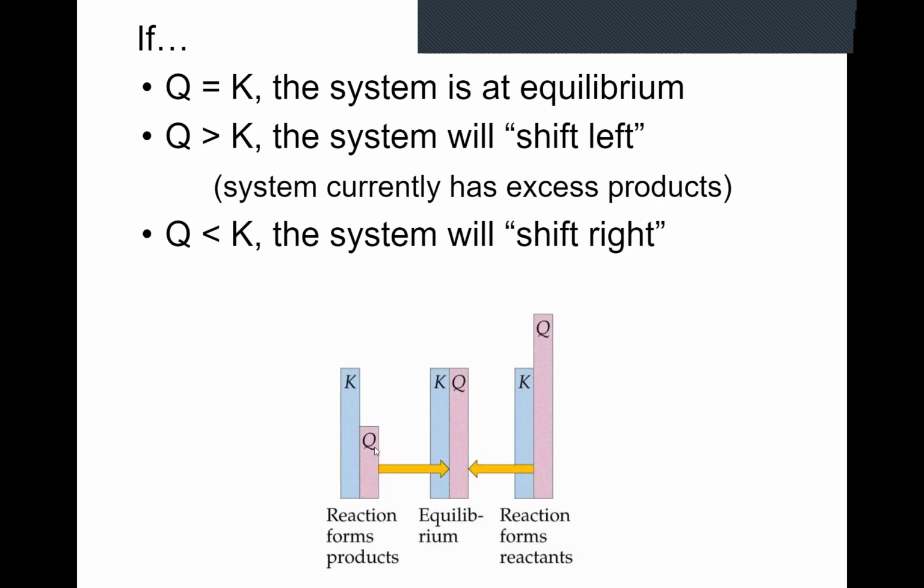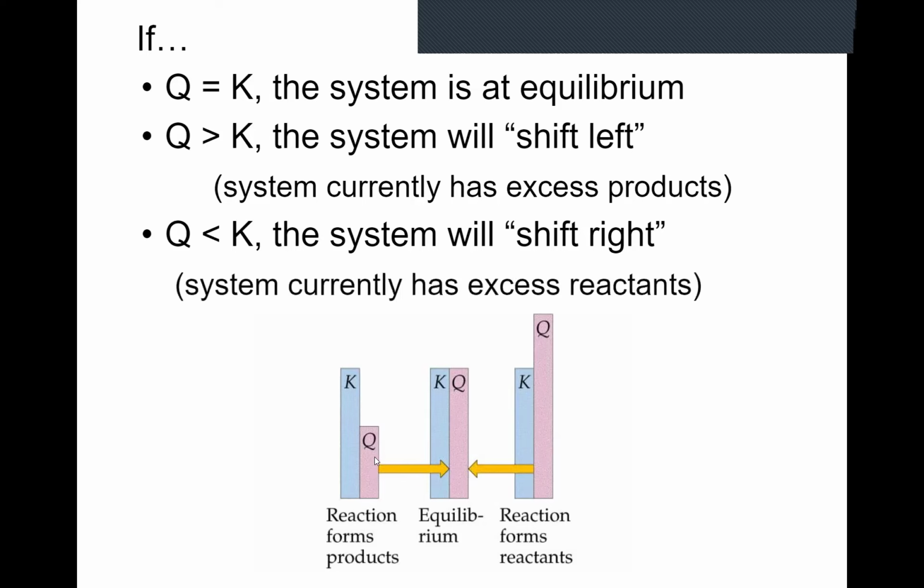The third possibility is if Q is less than K. Take a look at the height of the pink bar in the picture on the left as compared to the blue bar. Furthermore, notice that the blue bar is constant throughout, right? The equilibrium constant is the same, but the value of Q can change. If Q is less than K, the system currently has excess reactants, meaning you've got to react away the reactants. They've got to become products before you can reach equilibrium.